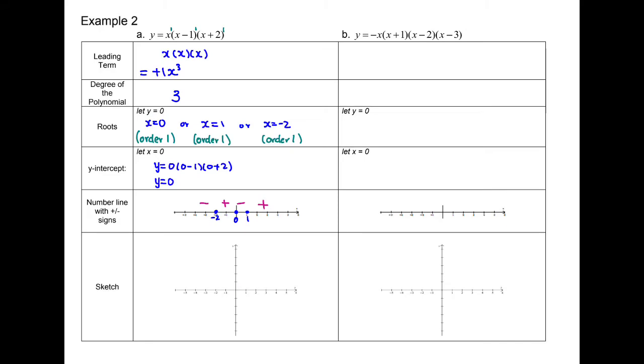Now we are ready to do the sketch. First, put all the roots on. Next, we know it has to go from a positive region to a negative region, to a positive region, to a negative region. And when they go through the roots, they all look like a linear function because they all have an order of 1. So let's do the sketch.